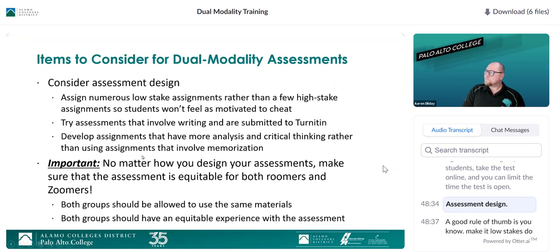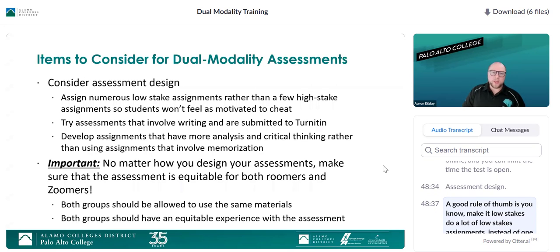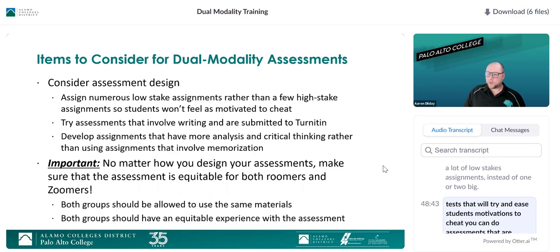Assessment design. A good rule of thumb is, make it low stakes. Do a lot of low stakes assignments instead of 1 or 2 big tests. That will try and ease students' motivations to cheat. You can do assessments that are written, assessments that involve more critical thinking and analysis, and then you can also compare the written ones in a plagiarism checker like turnitin.com. But no matter how you design your assessments, make sure that they're equitable for Roomers and Zoomers. That is the key. Make sure it's equitable. Both groups should be allowed to use the same materials and have an equitable experience with taking the assessment, whether it's writing an essay, taking a quiz, taking a test, whatever it is.